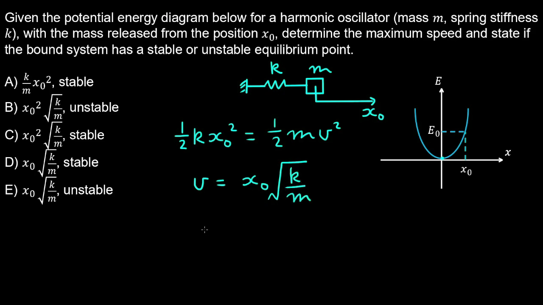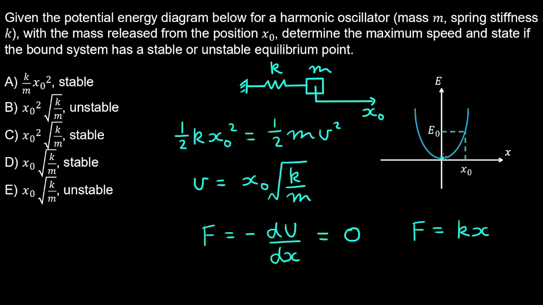And recall that a conservative force is equal to the negative of the derivative of the potential energy function with respect to x, and the equilibrium point occurs where the force in the spring is 0. So remember that the force in the spring has a magnitude of kx, so the equilibrium position is at x equals 0.